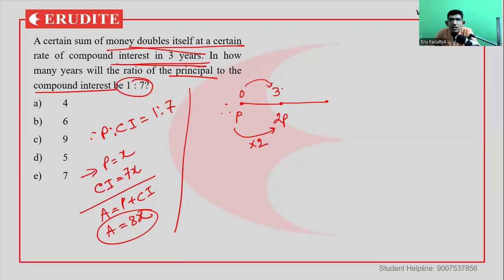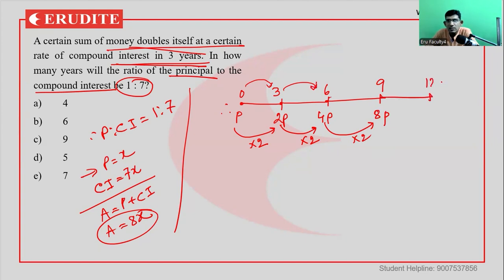So if I extend it, after 3 years, then 6 years, again the money will become double. So it will become 4P. And it will continue. After another 3 years, it will become 8 times, which means it will become 8P. And it will continue. After another 3 years, money will again become double. So it will become 16P.